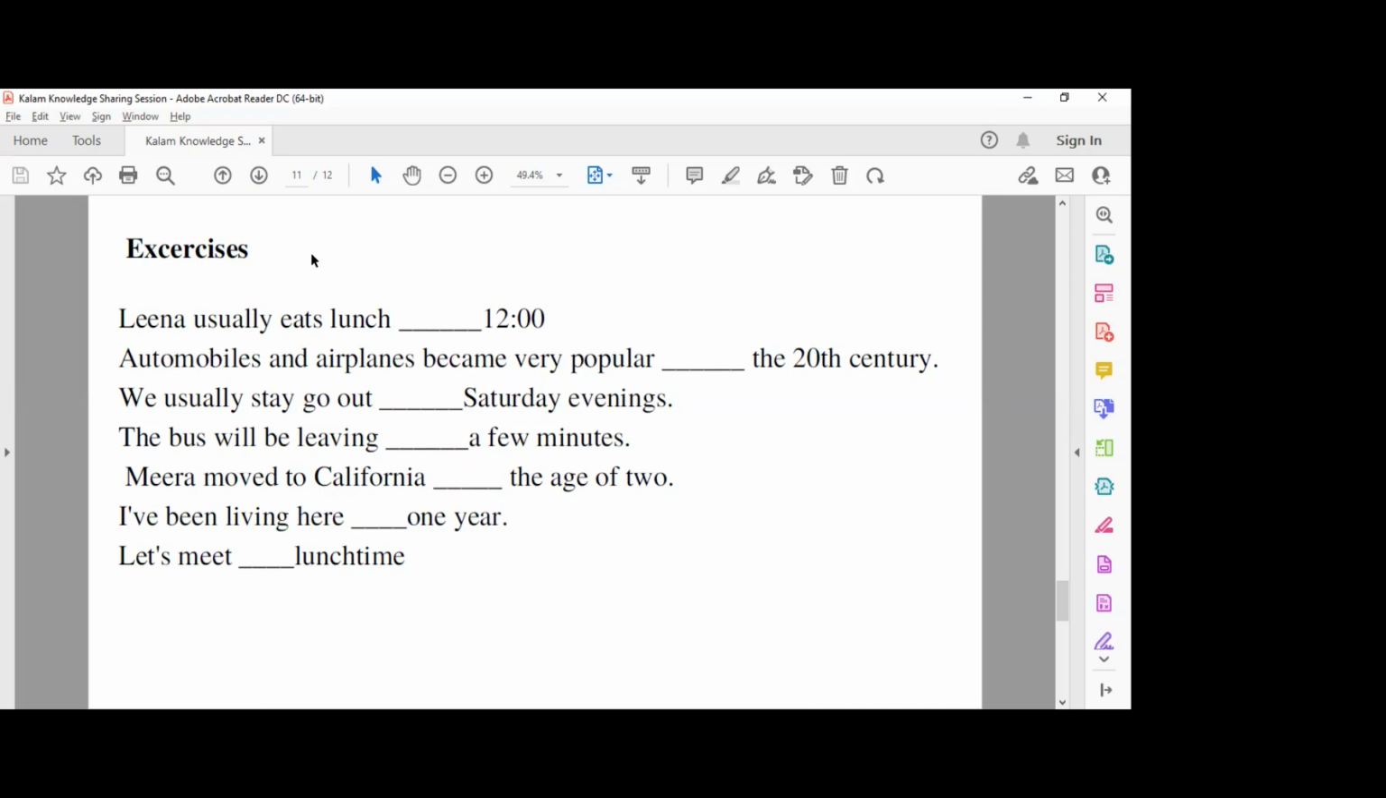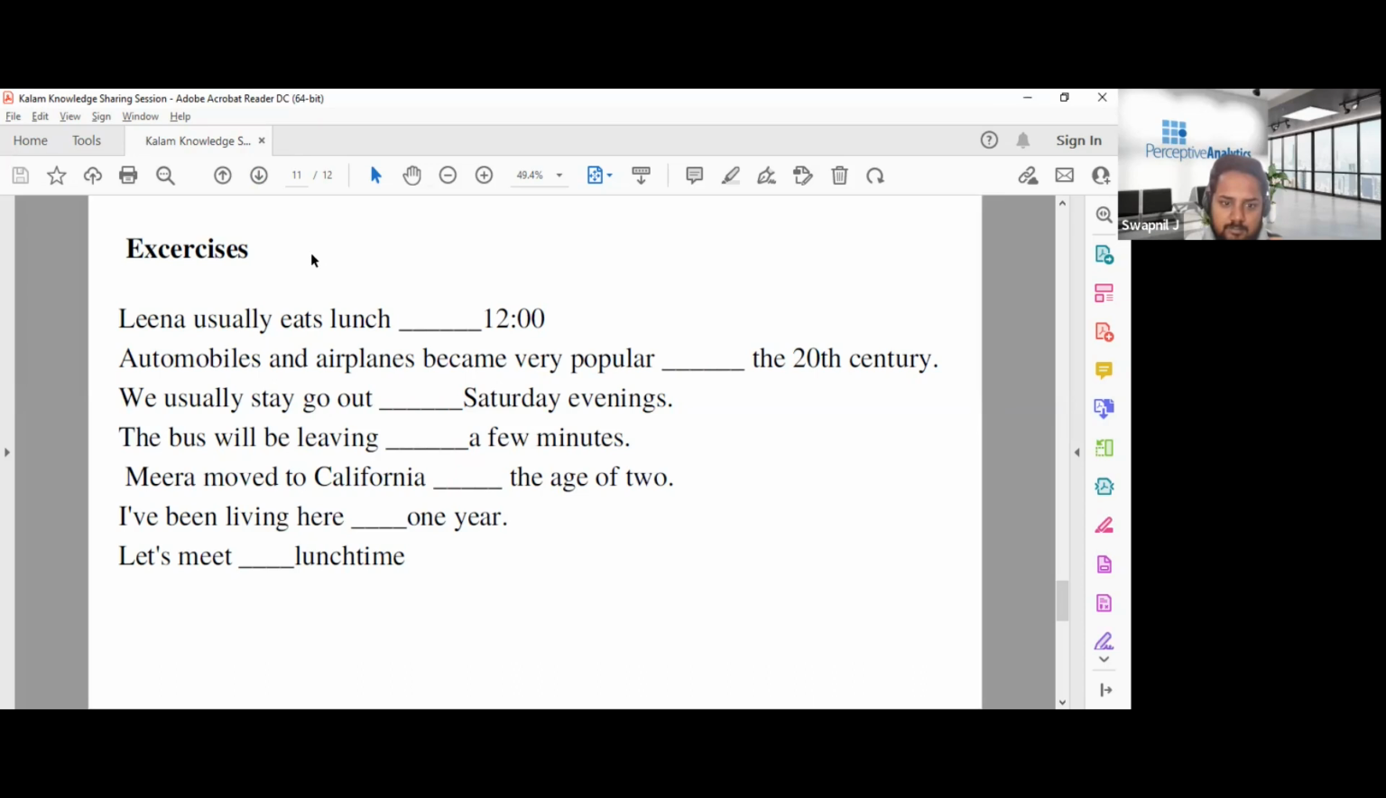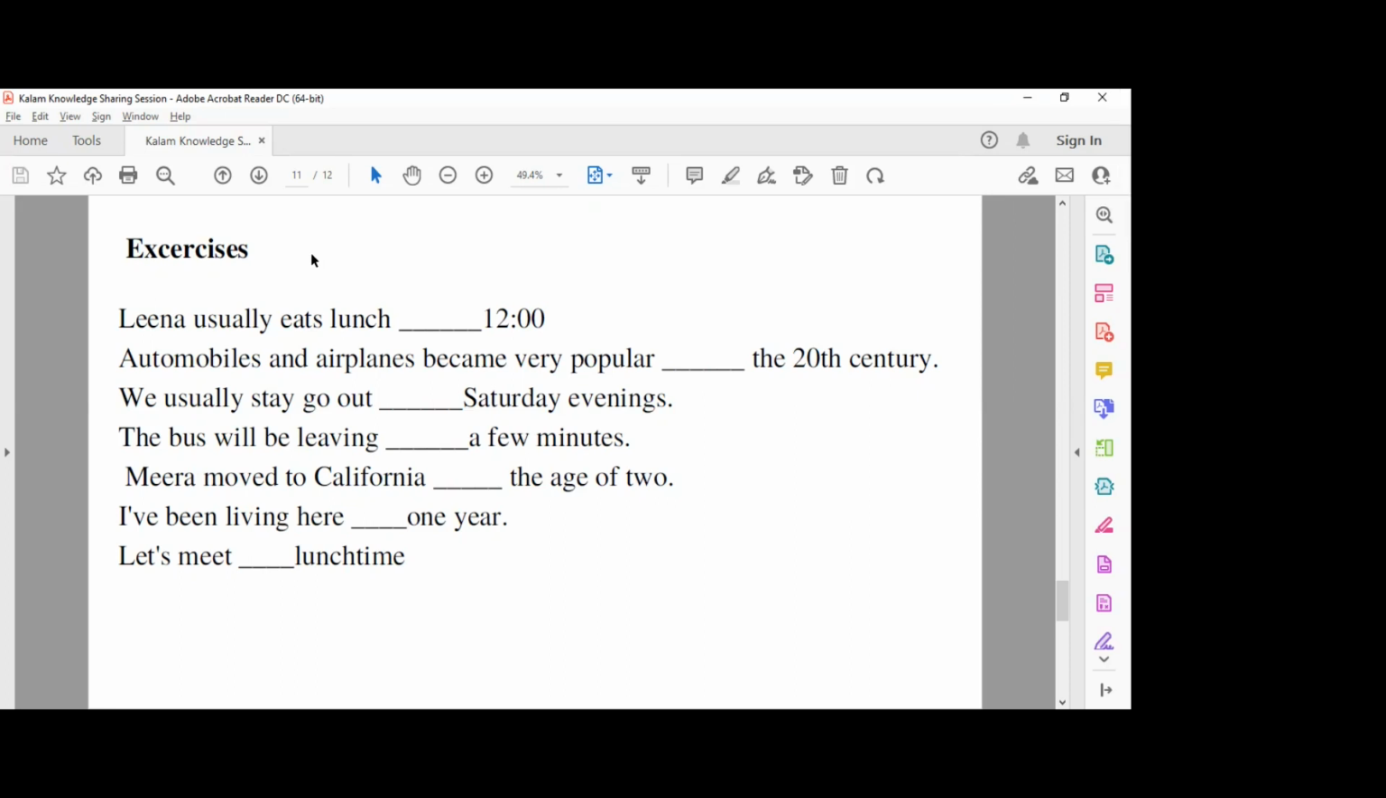The next one is: automobiles and airplanes became very popular dash the 20th century. During. Yes, during. Correct, during the 20th century.